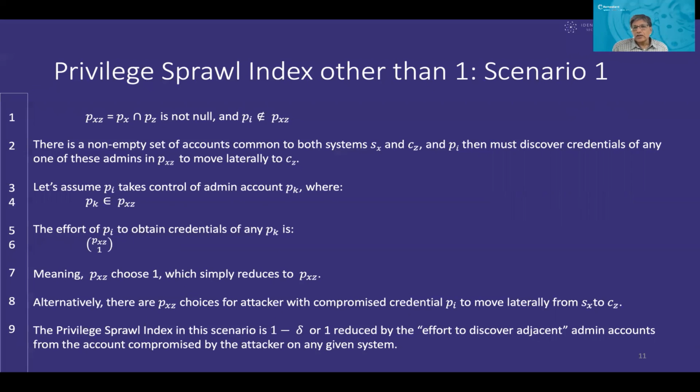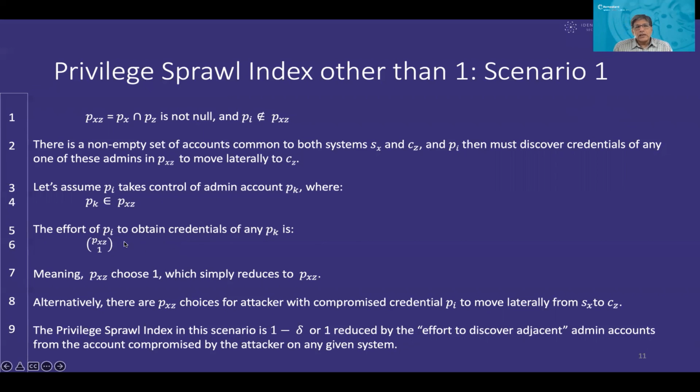So now with the account that's compromised, you get in there and you have to discover credentials of one of these other accounts that is in the intersecting set in order to move laterally. So that's what line 3 says, that we assume PI takes control of the admin account PK. So PI discovers the hash or password, whatever mechanism is available in that particular malware, it's able to determine PK. And PK, it knows, is in the intersecting set, which allows it to get to the crown jewel system. So PK belongs to the intersecting set, that's line 4.